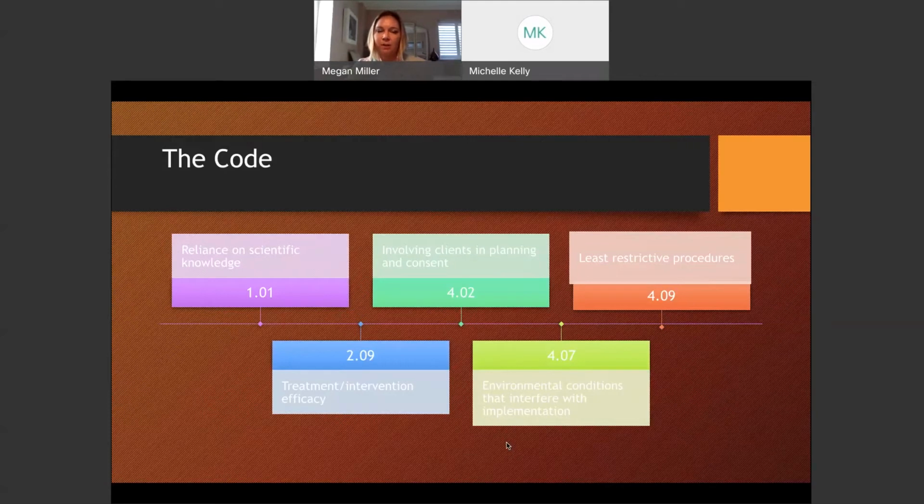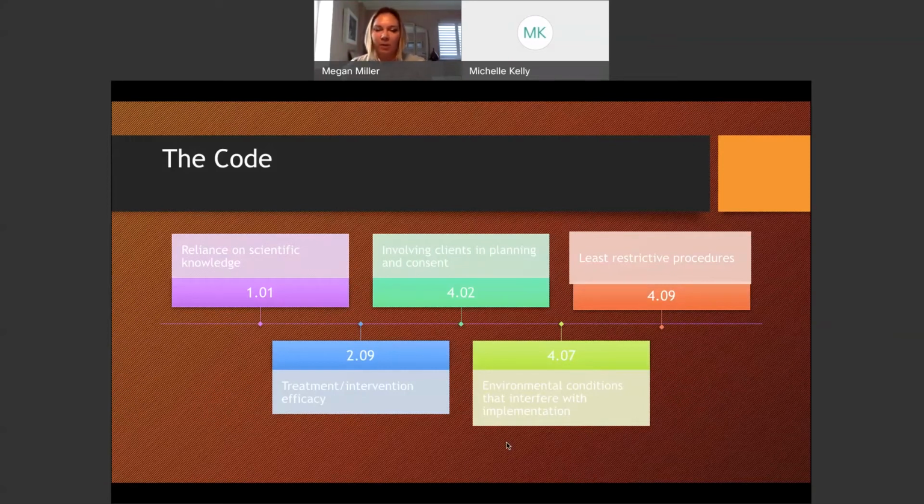2.09, treatment intervention efficacy. Same thing, kind of ties in with the scientific knowledge. There's additional research that's been done over the years to show that we can be just as effective without relying on extinction. 4.02, involving clients in planning and consent. So a lot of the learners that we work with, if they're saying no and trying to get away from us, I'm pretty sure we don't have their consent for doing these procedures. And the new code talks more clearly about needing to have assent as well, which is more clear that we would have active engagement from the learners. And if they're resisting something, we need to figure out a different way.